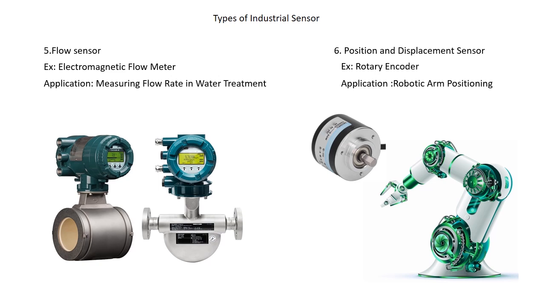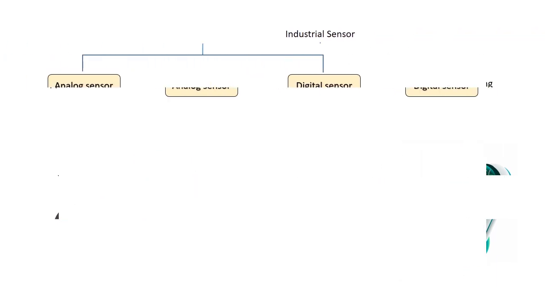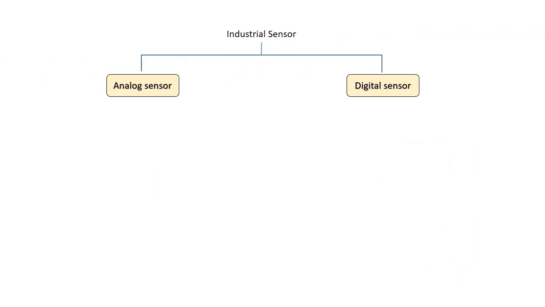Now that we've looked at different types of industrial sensors, you'll notice that they don't all operate the same way. The working principles and applications of these sensors vary based on their construction. However, we can classify them into two main categories based on the type of signal they produce: analog sensors and digital sensors. Analog sensors measure continuous physical variables and output a continuous electrical signal.